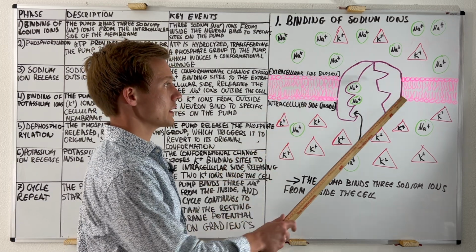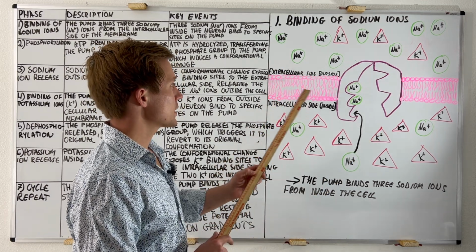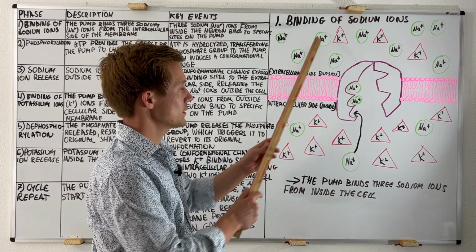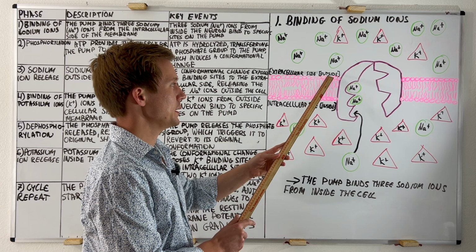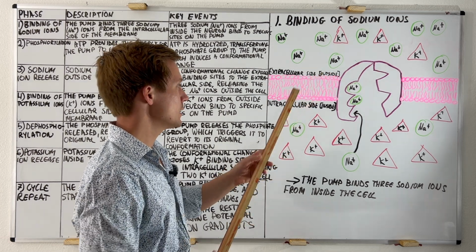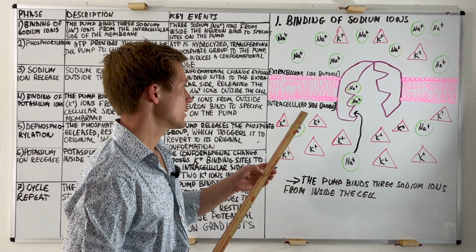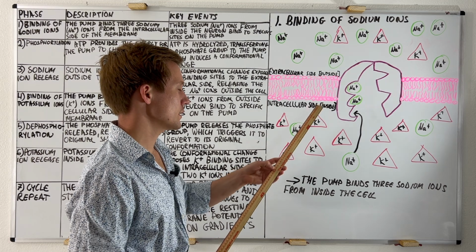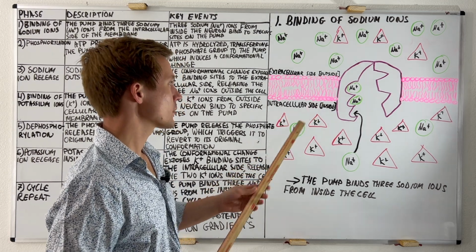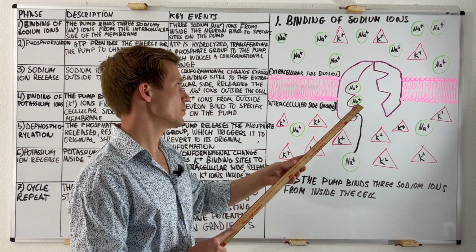In pink is the cell membrane. Above the cell membrane here, in this part, this is the extracellular side, meaning outside of the cell. And then below the cell membrane, in this area, we have the intracellular side, also known as the inside of the cell. And this in purple is our sodium-potassium pump.